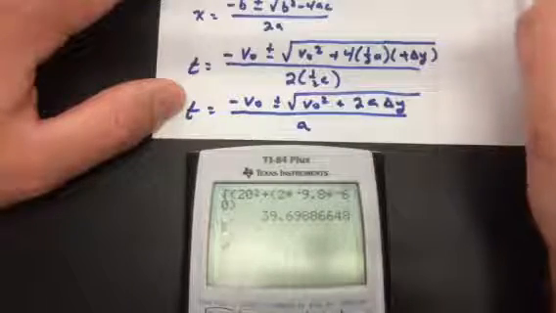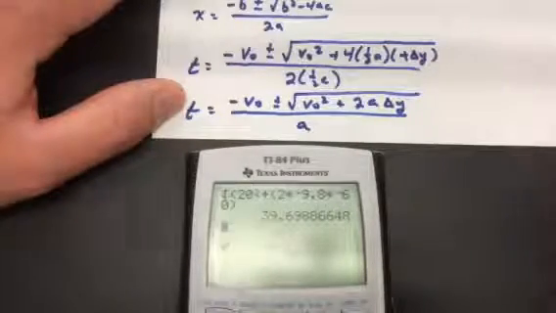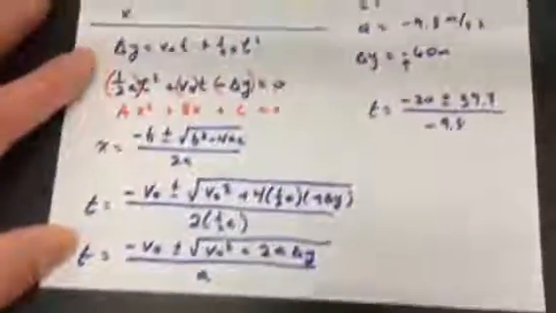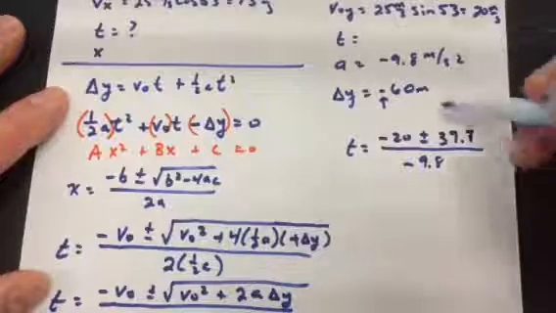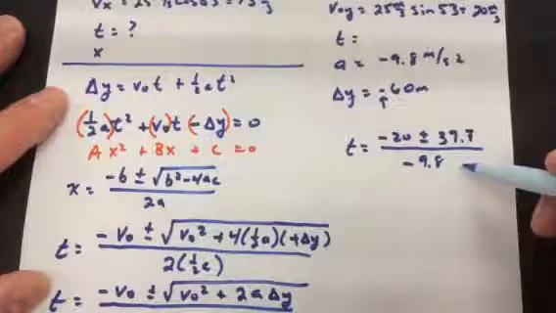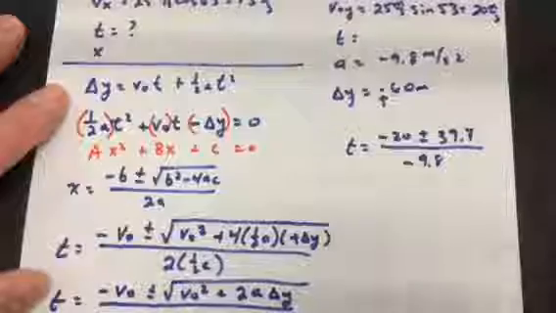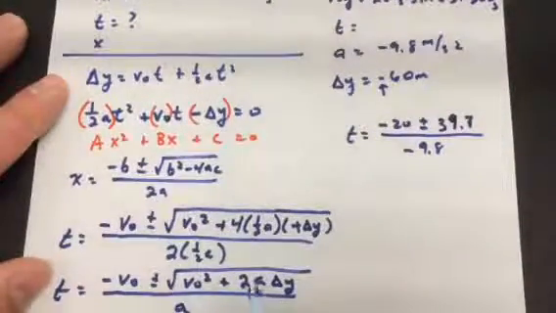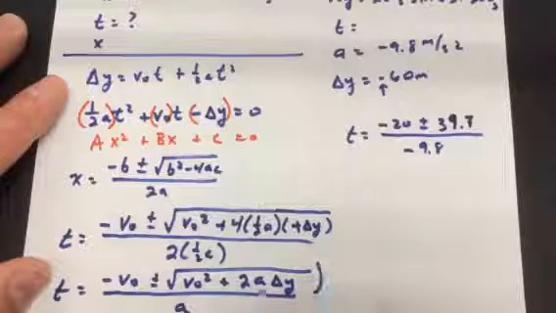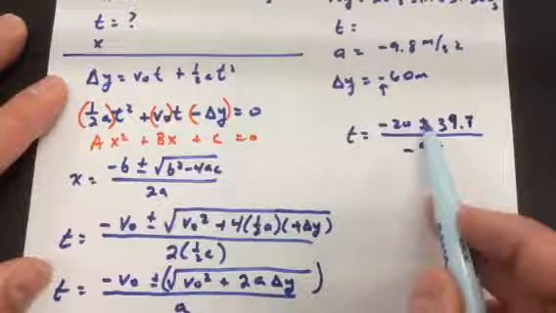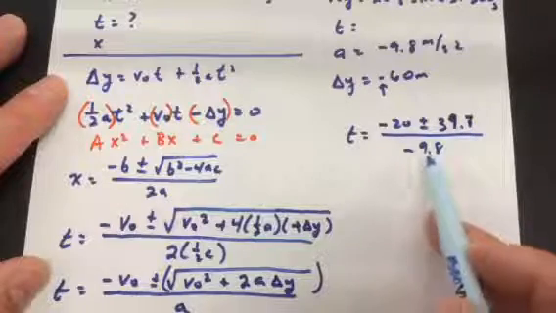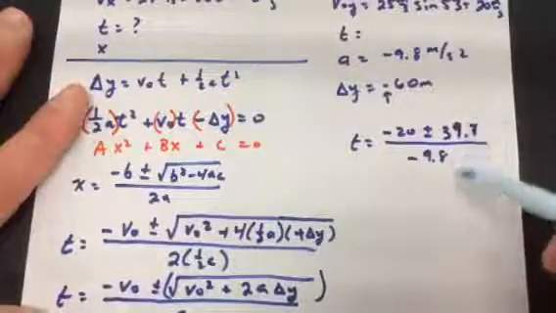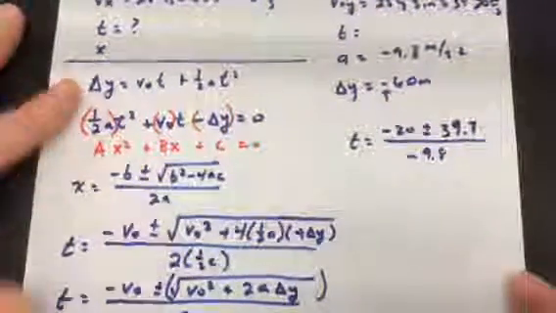Now, if we work through those units, we would get meters per second here. And then we have to divide by negative 9.8 meters per second squared, because that's our acceleration. So we'll end up with meters per second over meters per second squared, which turns into seconds. This 39.7 was what I just plugged into the calculator for whatever's in this parenthesis right here. So you have negative 20 plus and minus 39.7 divided by negative 9.8. Now you're going to get 2 answers for time here.